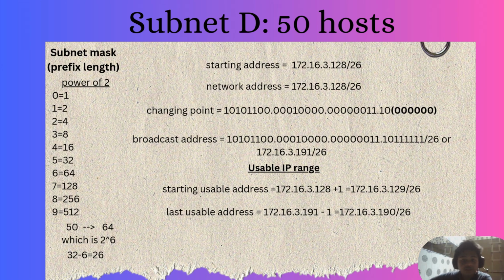For determining the usable IP range, the first usable IP address is the network address plus 1, which gives 172.16.3.129/26, and the last usable address is the broadcast address minus 1, which is 172.16.3.190/26.